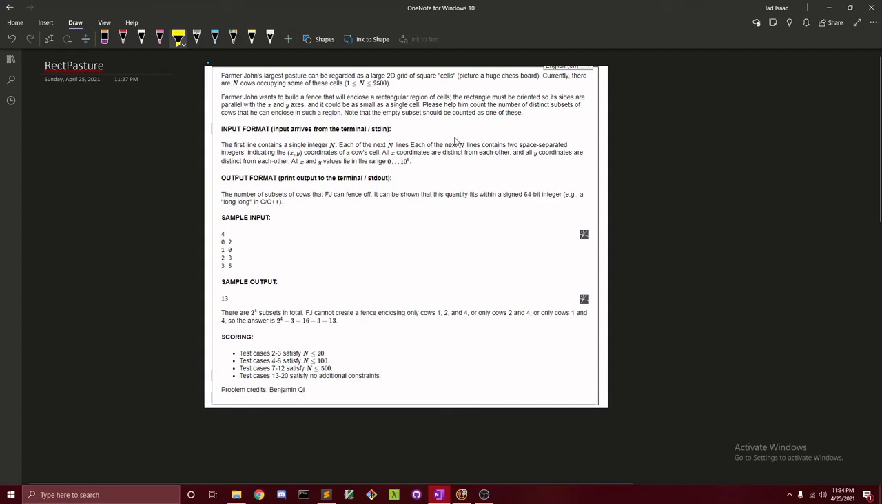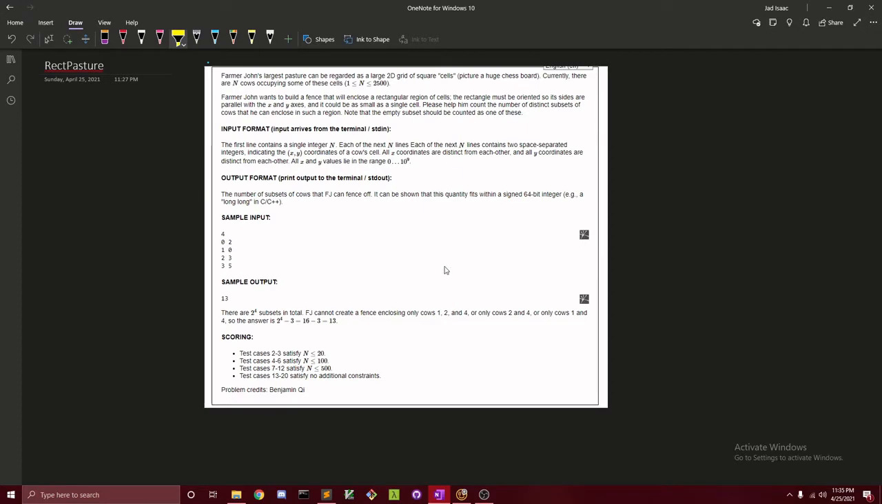Okay, so this problem is Rectangular Pasture from the December 2020 contest. The main idea of this problem is, given n cows on a grid, or just n points, however you want to look at it, you have to figure out how many subsets of those points we can create where the points, when enclosed in a rectangle, are parallel to the x and y axes. So just distinct subsets that we can create using those points.